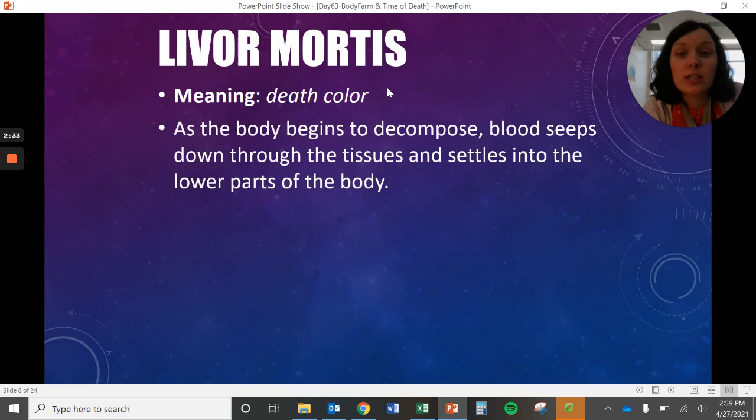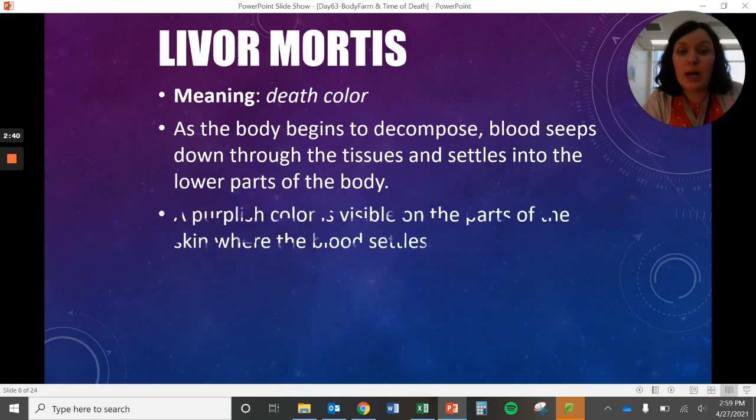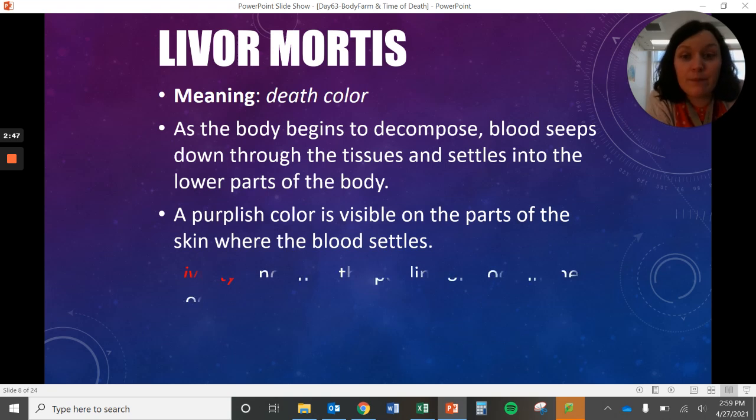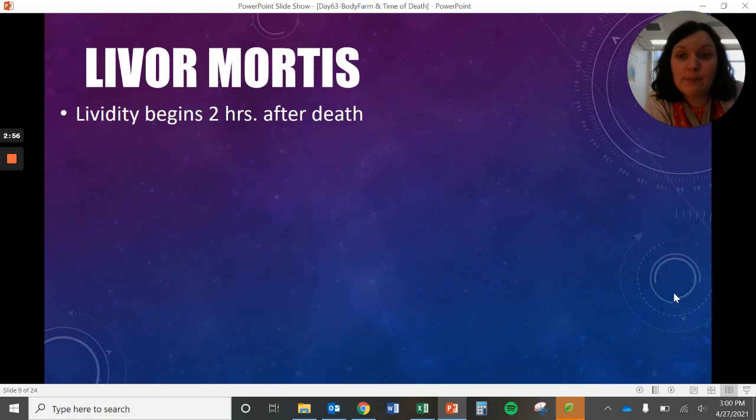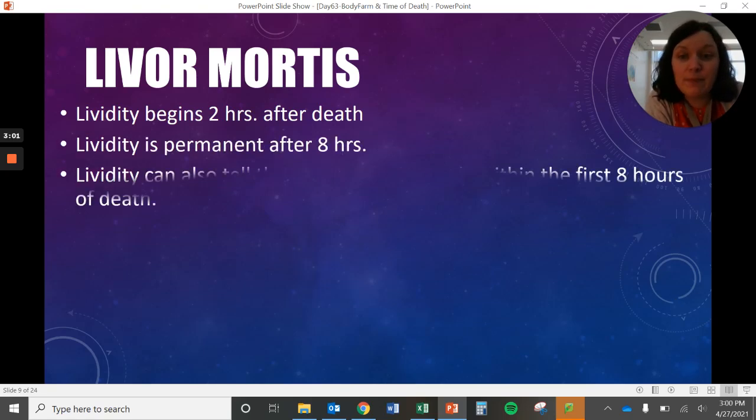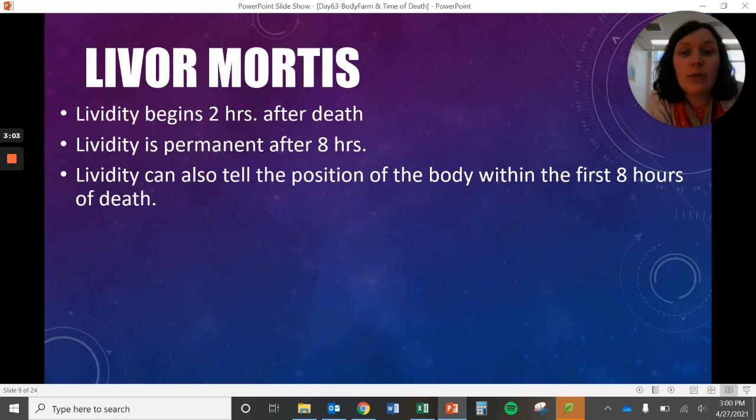This means death color. Okay, as the body begins to decompose, blood seeps down through the tissue and settles in the lower parts of the body. Okay, and that's going to cause a purple color that's visible where the skin and the blood settles. This is known as lividity, that pooling of blood. So here we can see that livor mortis, lividity is going to occur on the bottom part of our corpse. This begins 2 hours after death and is permanent after 8. Okay, so it can tell us the position of the body within the first 8 hours.